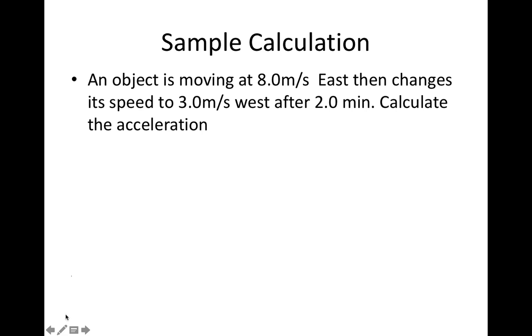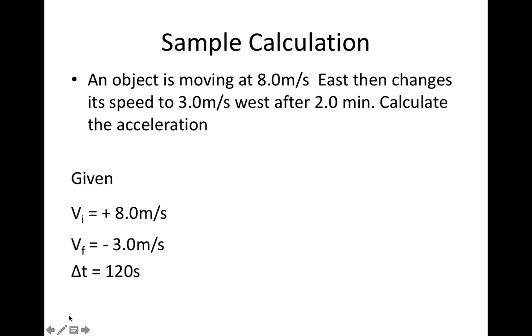Here's a sample calculation. An object is moving at 8 meters per second east, then changes its speed to 3 meters per second west after 2 minutes. Calculate the acceleration. First we write the given information. V initial is equal to positive 8 meters per second. V final is equal to negative 3 meters per second because it's moving in the westward direction. So the object changes its direction. And delta t equals 120 seconds because we have to convert minutes to seconds.